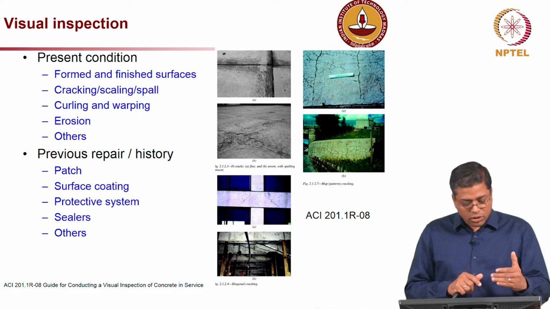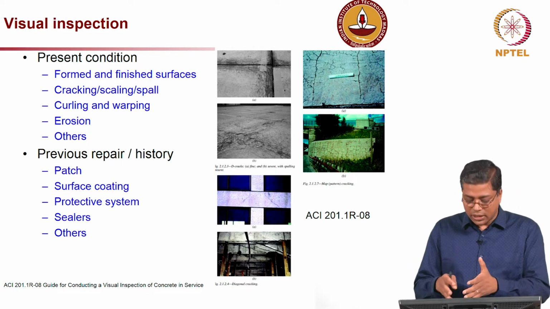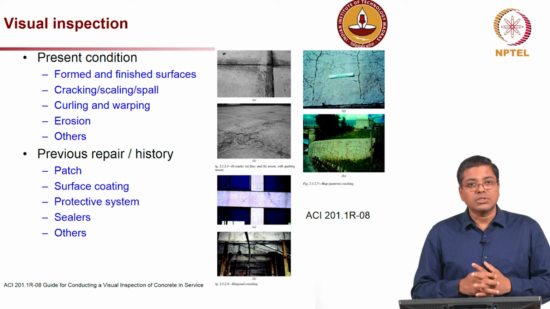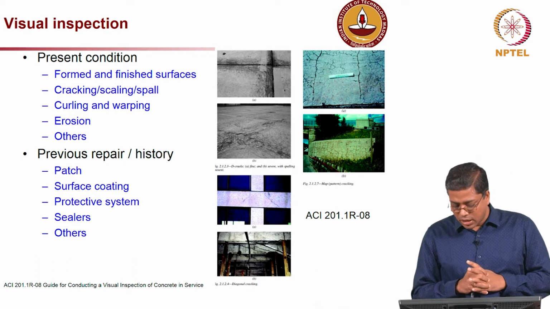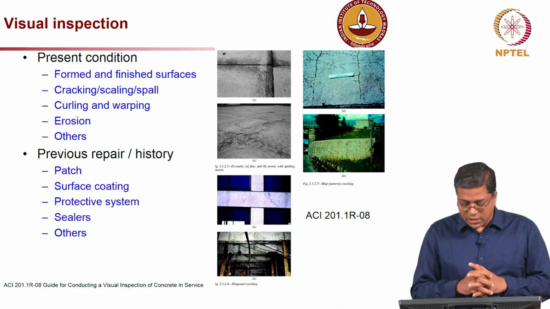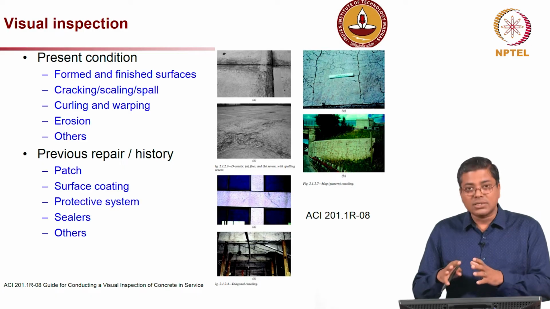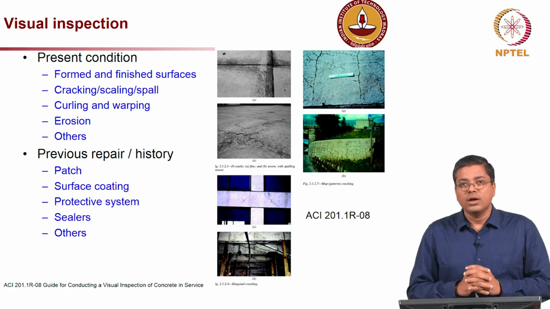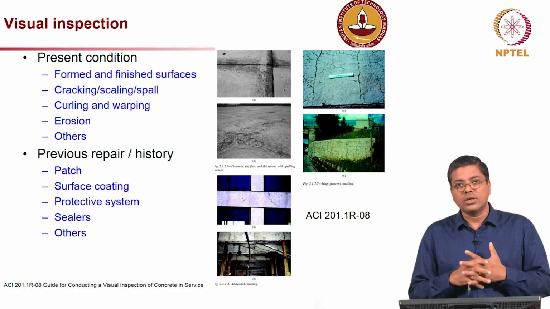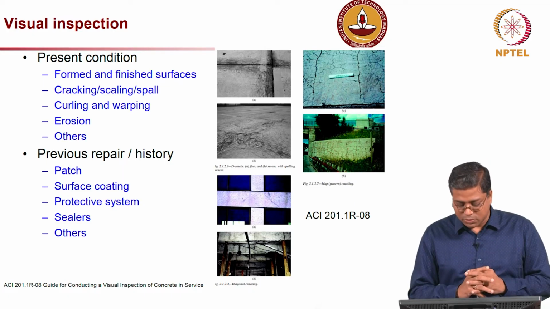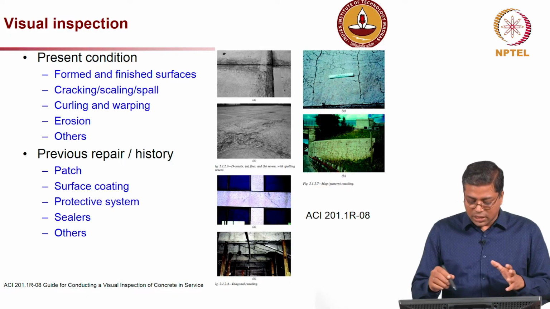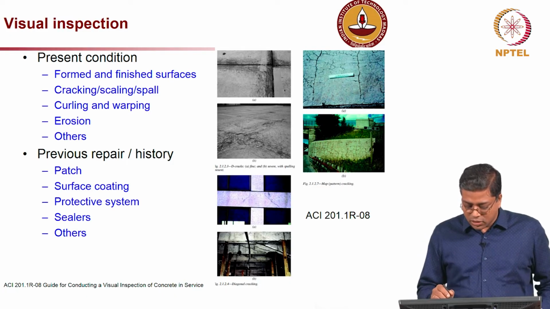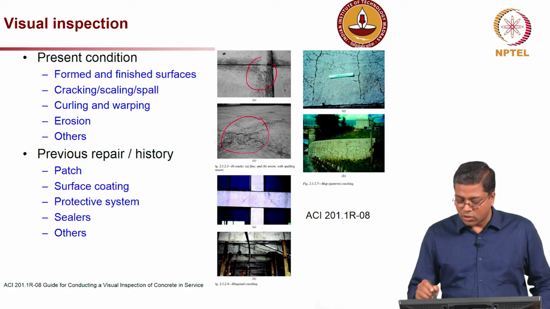And also, what is the present condition? This particular guideline which I was talking about, ACI 201.1R-8, that document provides representative images of different types of damage or deterioration which concrete structures can experience. As you can see here in these pictures, you can see a lot of this deep cracking which we discussed in freeze thaw, and this is a map, a significant cracking.